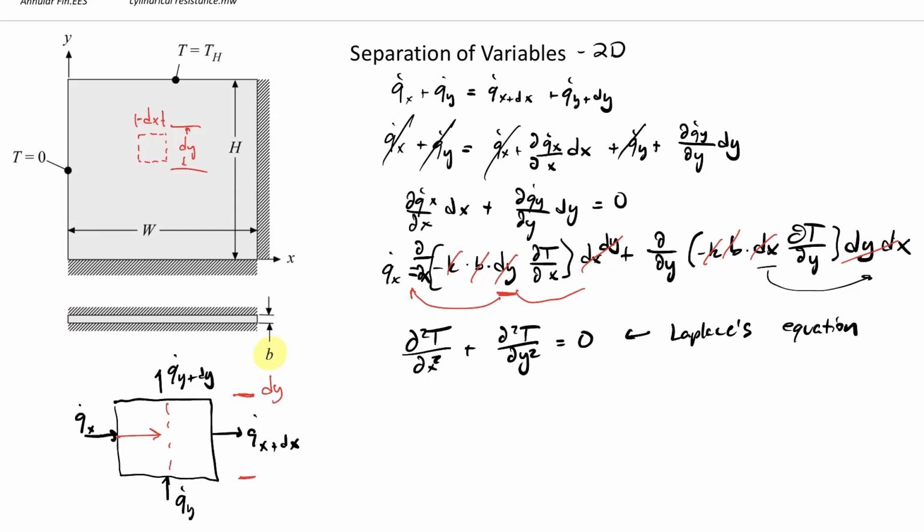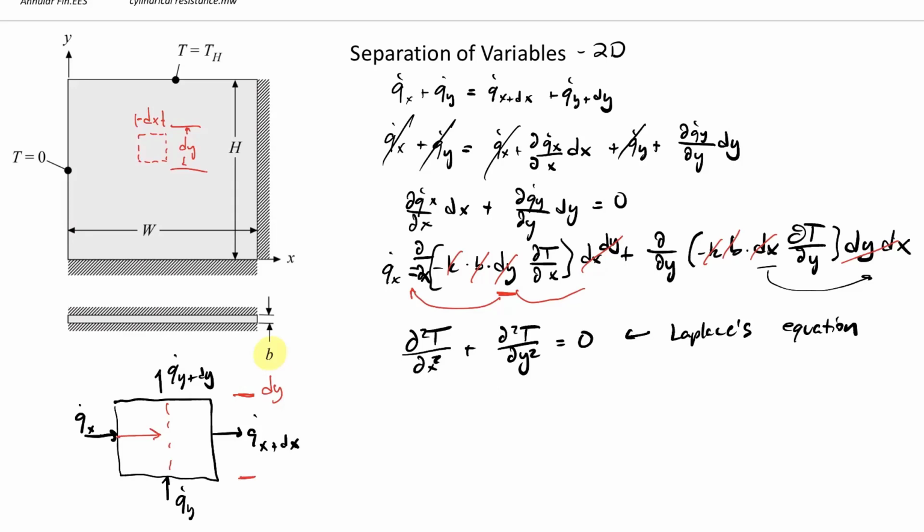Okay, so Laplace's equation. Now this is our governing differential equation, right? This is the governing equation for this problem. We need to identify boundary conditions. So let's do that here as well. Okay, so for our boundary conditions, we have a second derivative in two directions, so we're going to need 4 boundary conditions altogether. 2 in x and 2 in y.